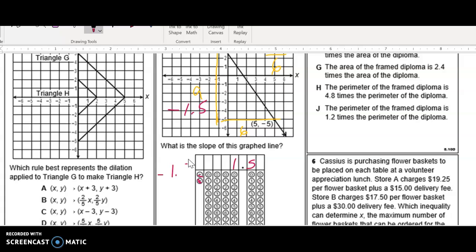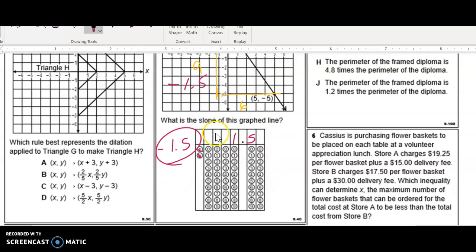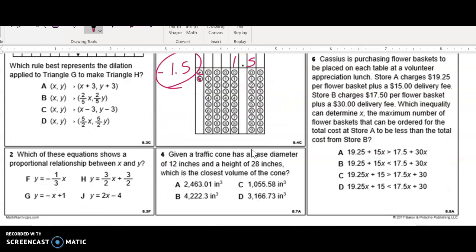So negative 1.5. A lot of you got the 1.5, but you did not do the negative. When you did your answer, you had to indicate the negative. So I looked at whether you bubbled it. Some of you did 1.5 and you did not do negative 1.5, two different answers. All right.